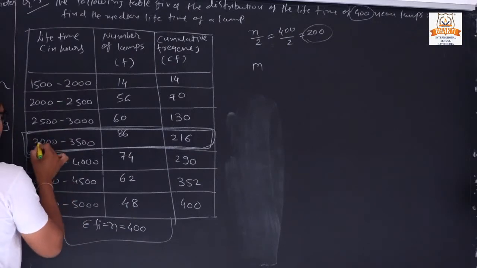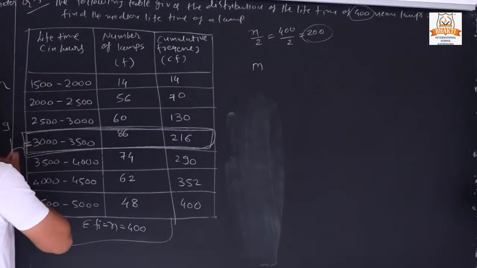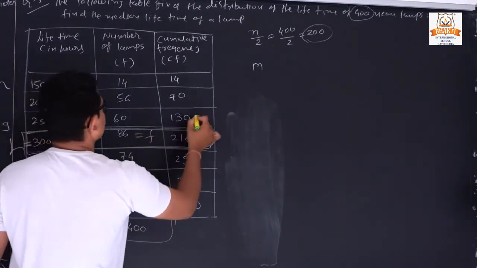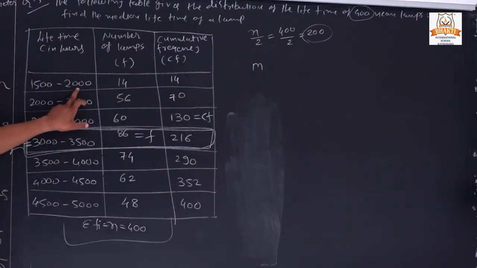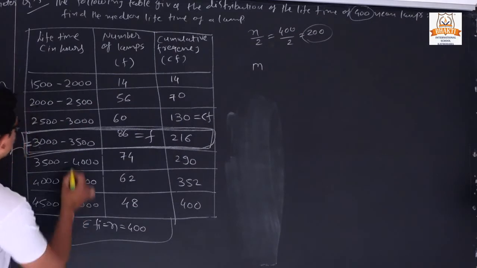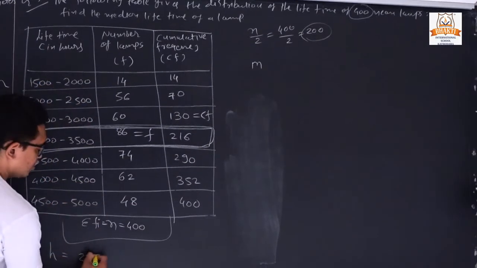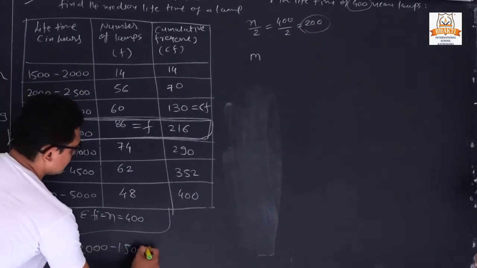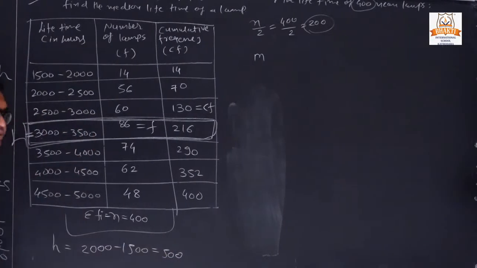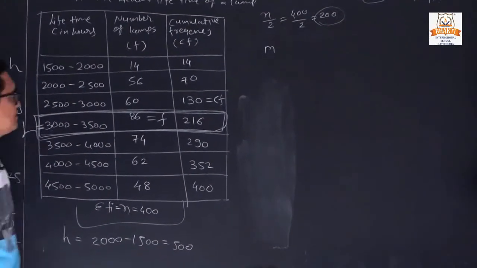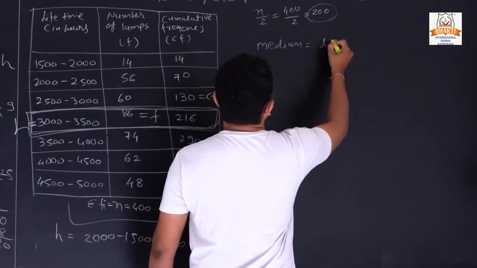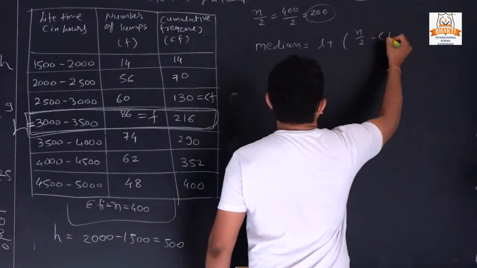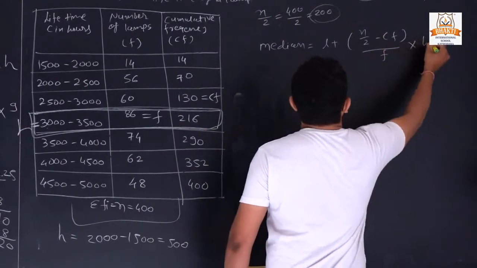So this is our L, this is our F, and it is our CF. And how can we find the height? Height is equal to upper limit minus lower limit. So it will be 500. Clear? Now we are using the formula of median. So median is equal to L plus (n by 2 minus CF) upon F into H.